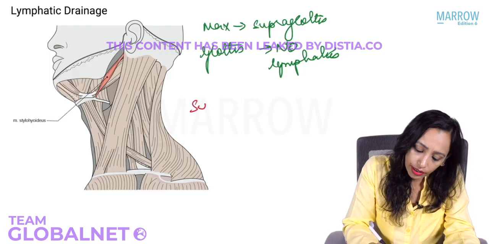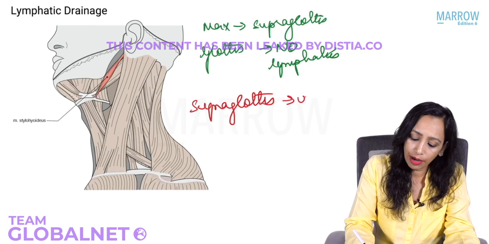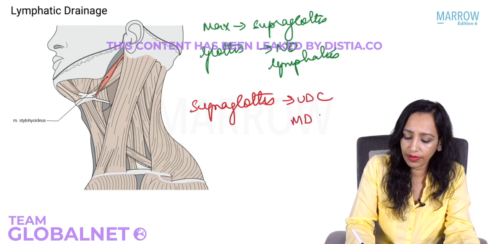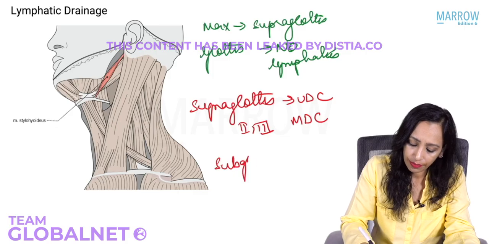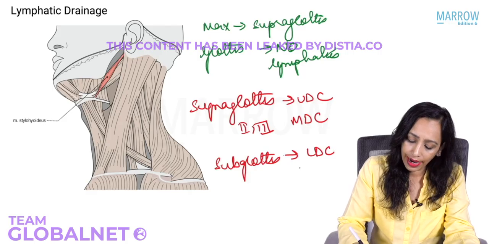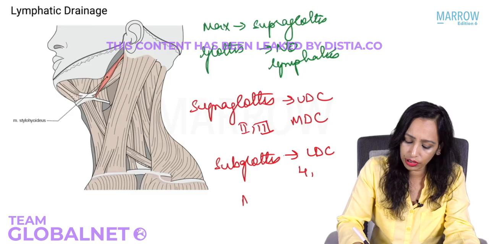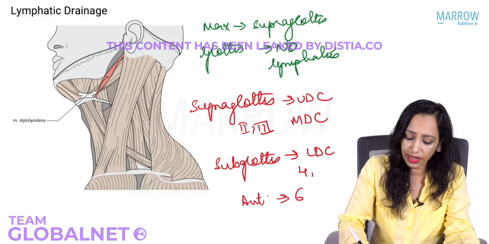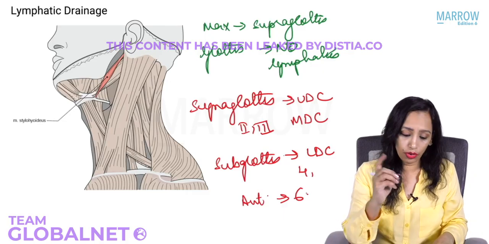So the supraglottis drains into the upper deep cervical and the middle deep cervical lymph nodes, that is levels 2 and 3. The subglottis drains into the lower deep cervical, which is level 4, and also to the anterior group of lymph nodes, that is level 6. What is all this, 1, 2, 3, 4, 6? I know you know all this.